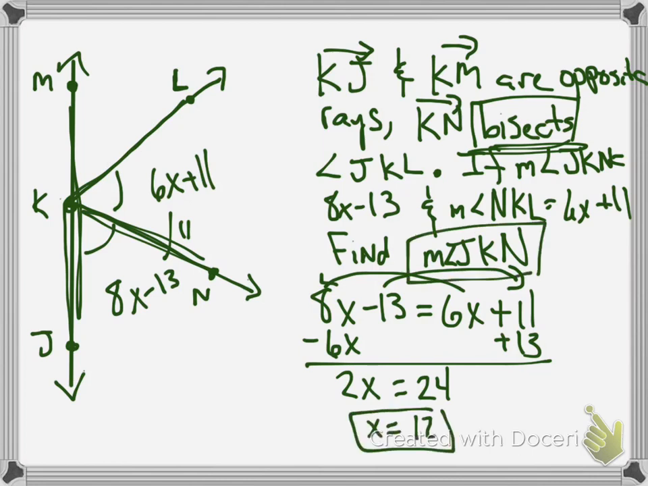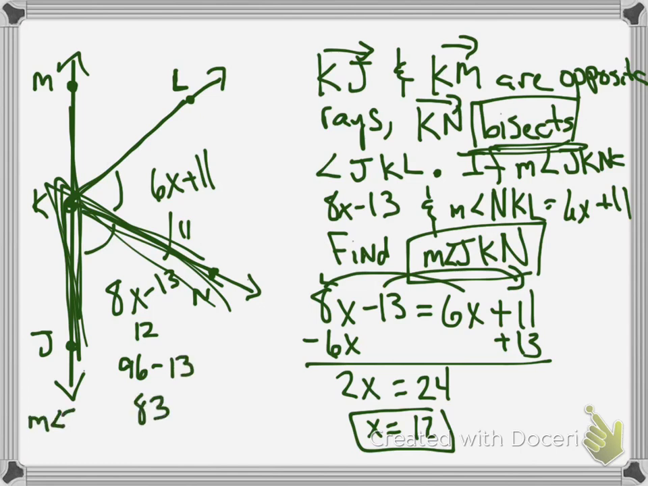Now, does that mean I'm done? No. The question is asking what is the measurement of this angle. So I need to put the 12 in place of the x and solve and say 8 times 12 is 96. 96 minus 13 is 83. So the measurement of angle JKN is 83 degrees.